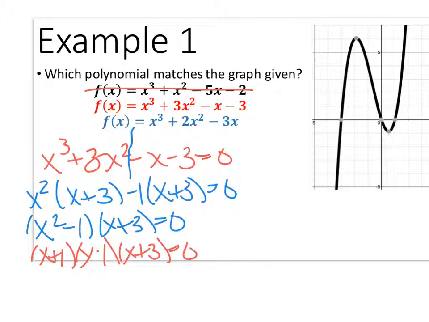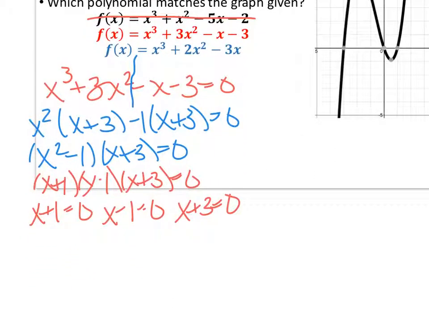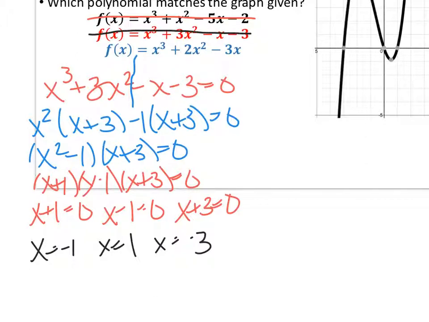So when I solve all of these, I have x plus 1 equals 0, x minus 1 equals 0, and x plus 3 equals 0, which gives me my 3 x-intercepts at x equals -1, x equals 1, and x equals -3. Two of my numbers match, but my graph has 0, and this does not. So I know that option 2 is not an option either. So I'll get rid of this work.